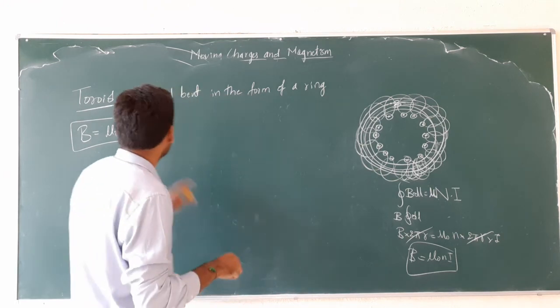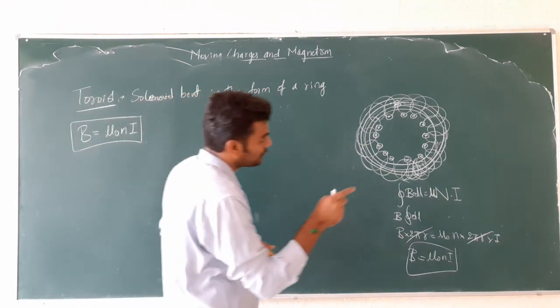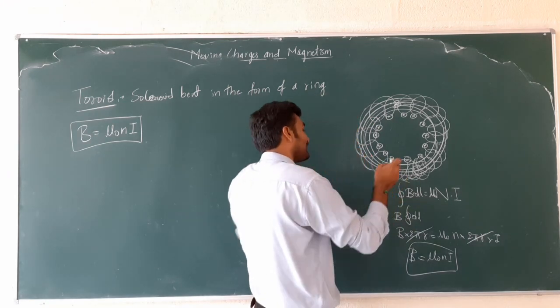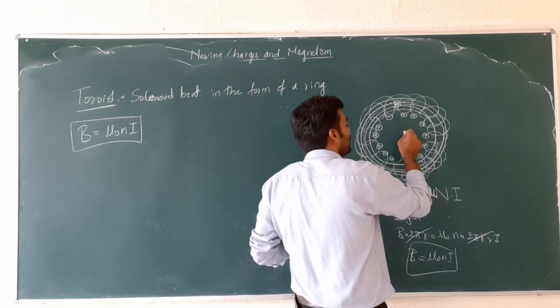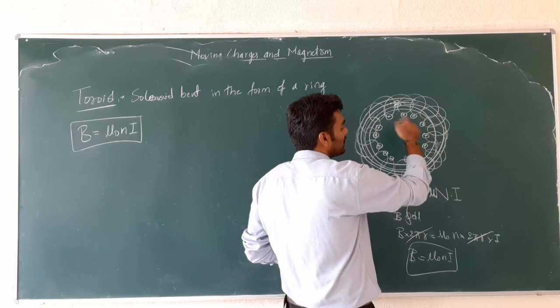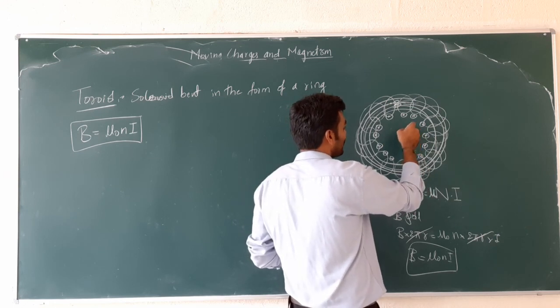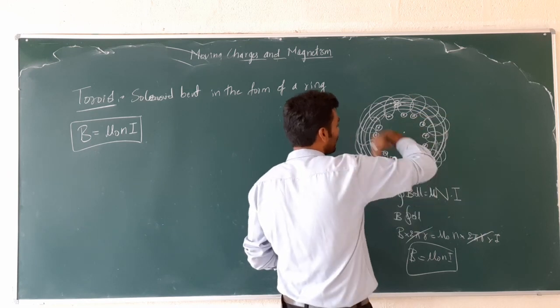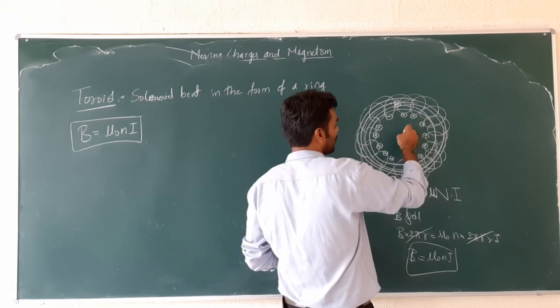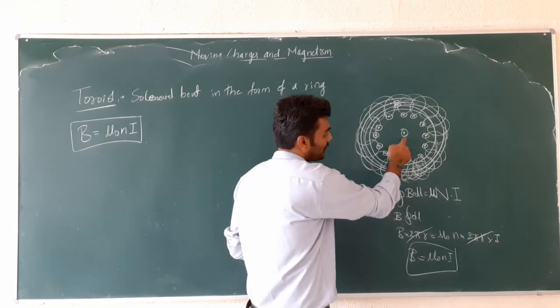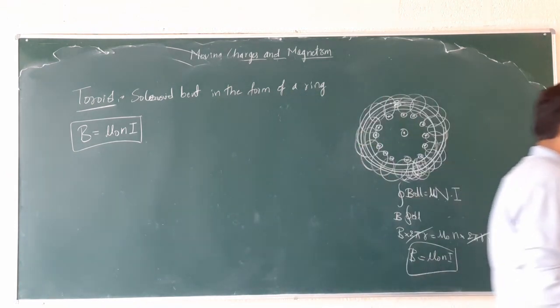Then a few technical points about the toroid. One can ask what is the magnetic field in the empty region of the toroid, which means the region inside the ring. If they intend you to ask a question like that, let me read the question itself.